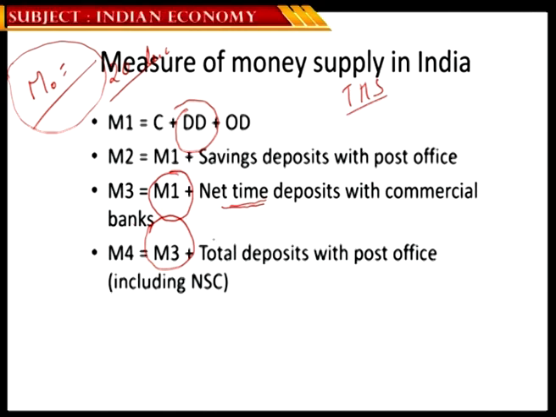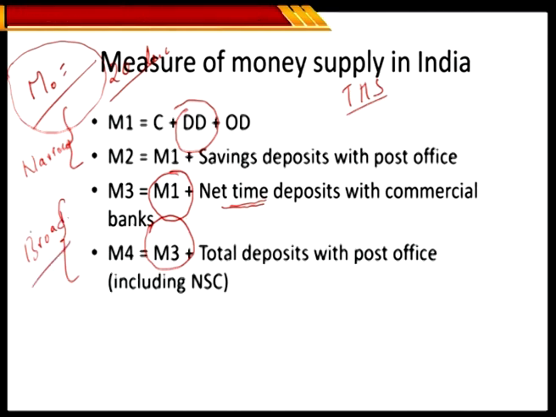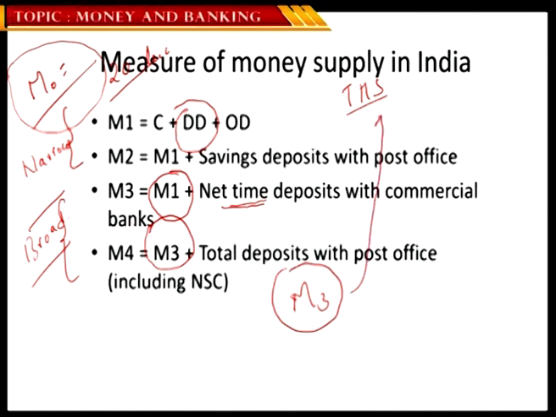So these are the four different measures of money supply. M1 and M2 we refer to as narrow money, and M3 and M4 we refer to as broad money. Ideally, when it comes to the total money supply, what M3 corresponds to is what we consider for looking into what exactly is the total money supply in the economy. Okay, so these are the four different measures of money supply.